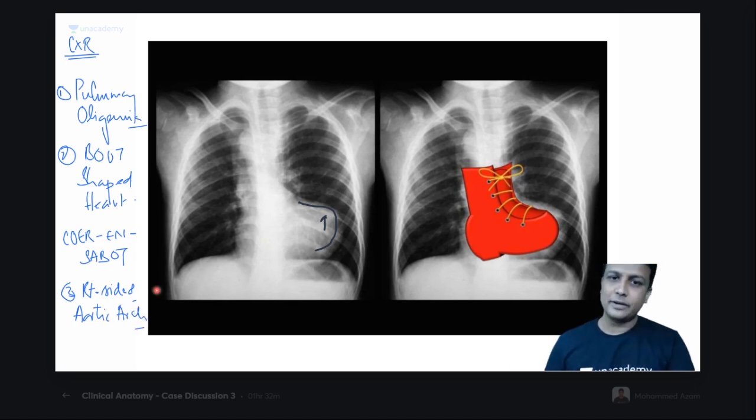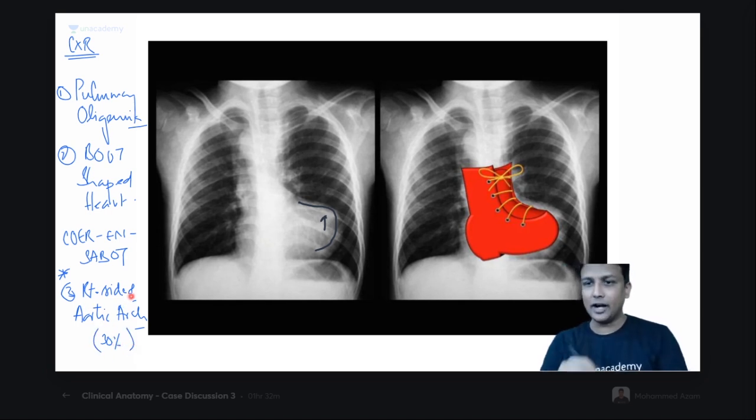In the patients who are suffering with tetralogy of Fallot, these are the three findings you'll be seeing on the chest X-ray. But this third one will be found only in 30% of the people. The right-sided aortic arch, you will not be able to appreciate that in the chest X-ray, guys. So don't worry a lot about the third one.